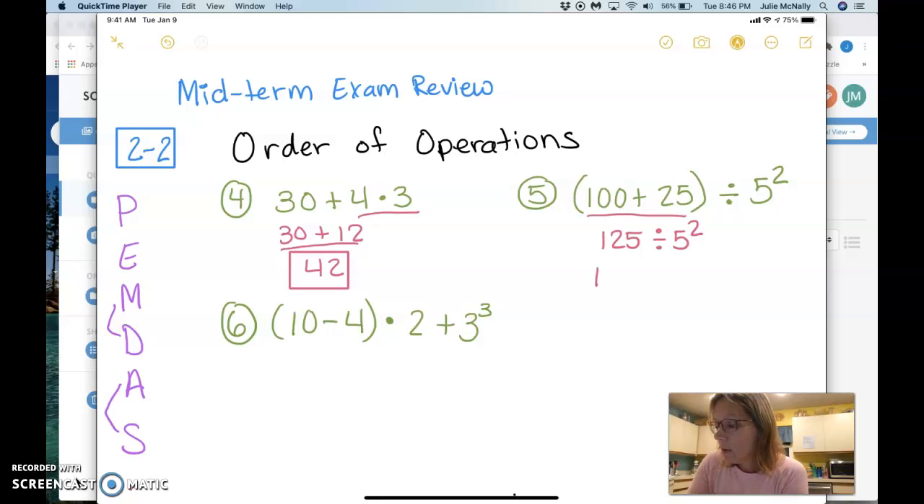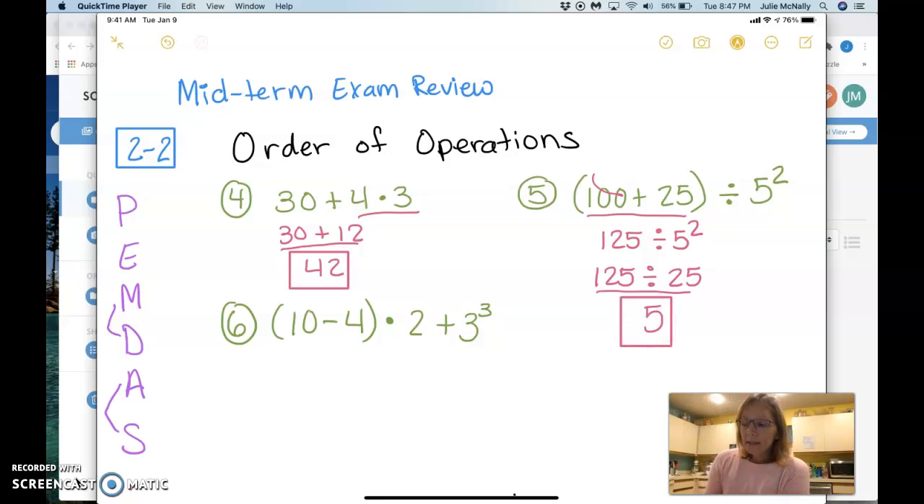So now I'm going to bring the 125 down. And what is 5 squared? 5 squared is 25. So we did parentheses first. We did exponents next. Now, the last thing we're going to do is division. So 125 divided by 25 is going to equal 5.